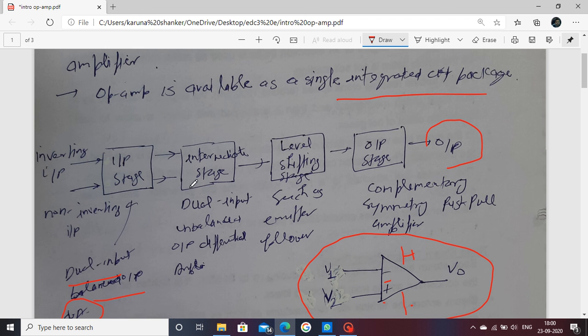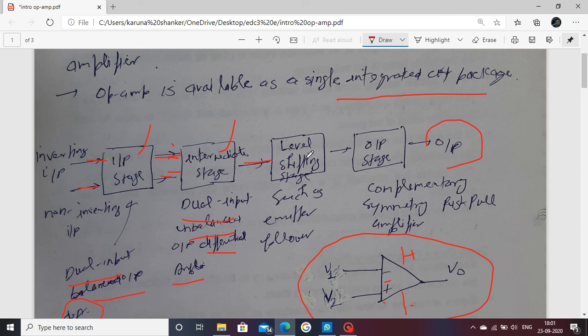Next, in the intermediate stage, we use a differential amplifier again. This block also uses a differential amplifier, which is dual input unbalanced output. In the input stage we use dual input balanced output. This is also a differential amplifier.